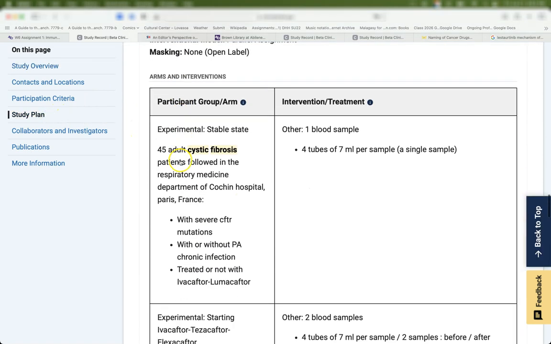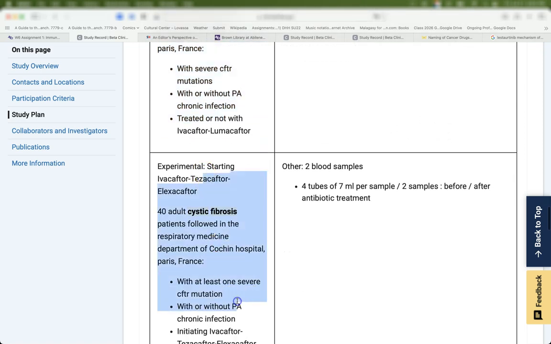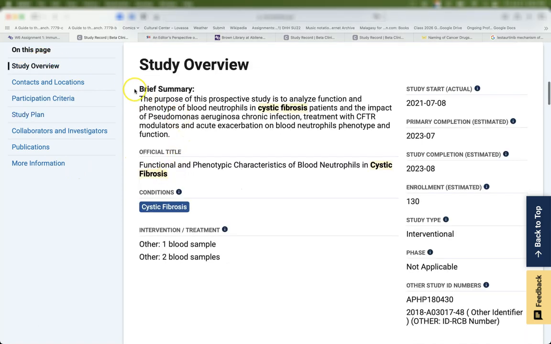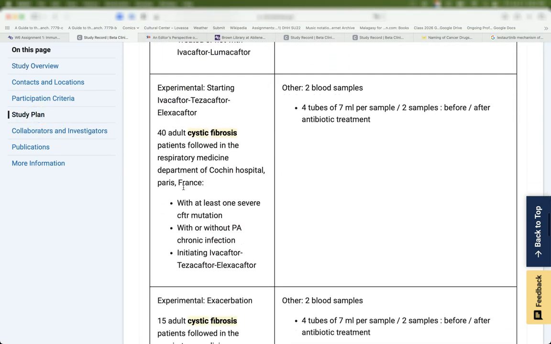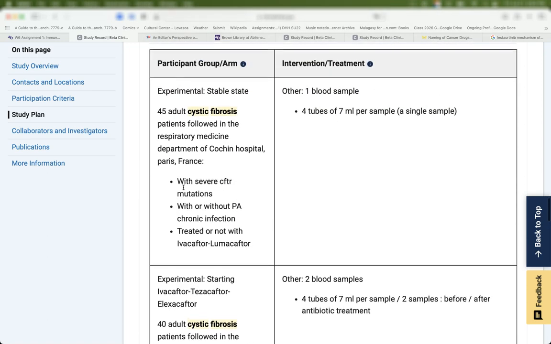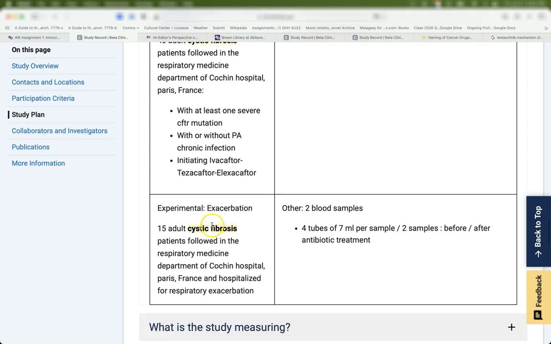Now, we see we've got these patients who are being randomized into that, and see, this is why you always want to take a look further, because it looked like there wasn't an intervention when you just looked at this, but it did classify it as interventional. So don't get fooled. Make sure you actually look at the study plan and see what they're testing, because we've got multiple groups here. Stable state, this triple therapy, and then we have the exacerbation group.